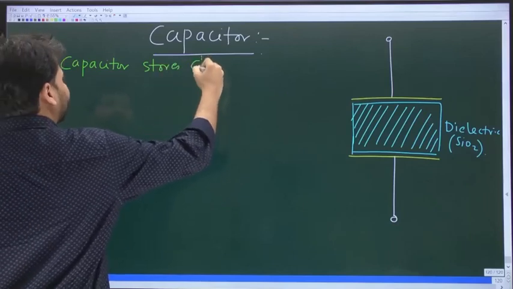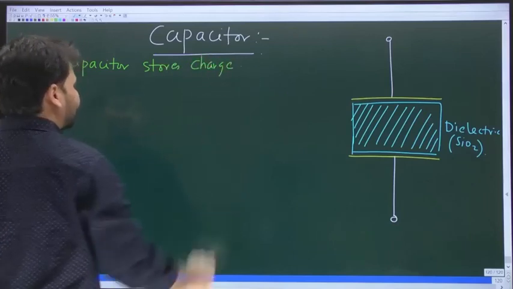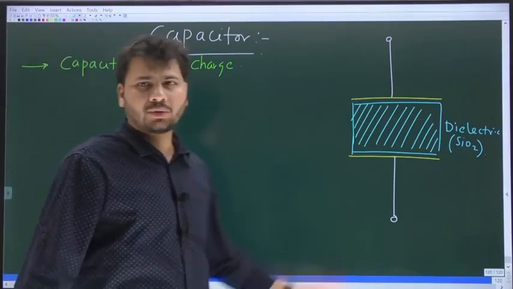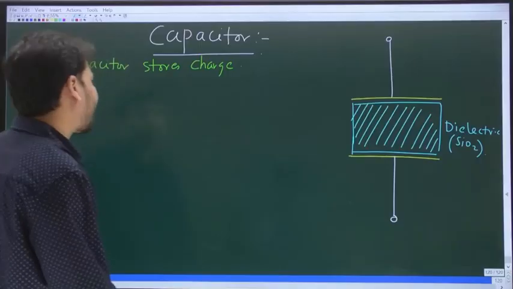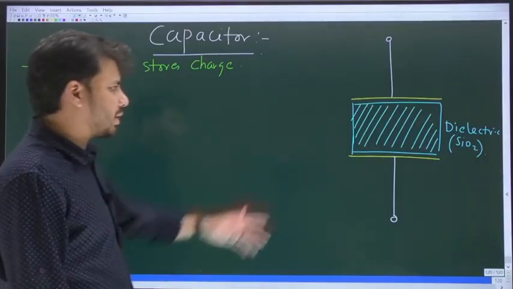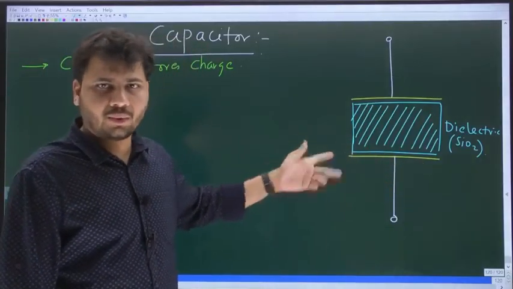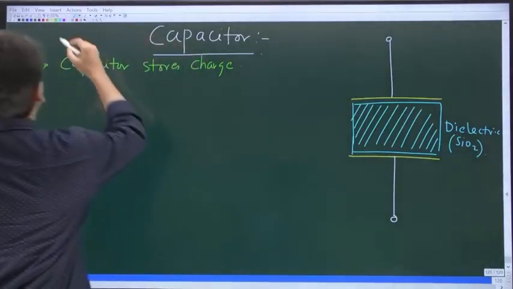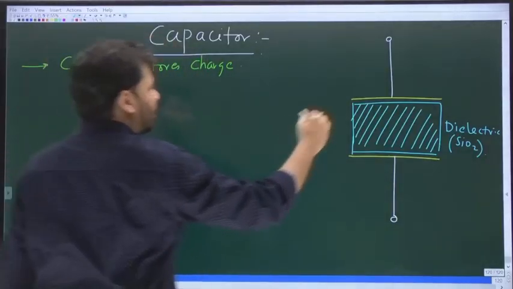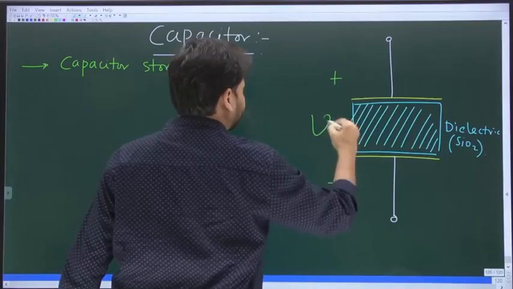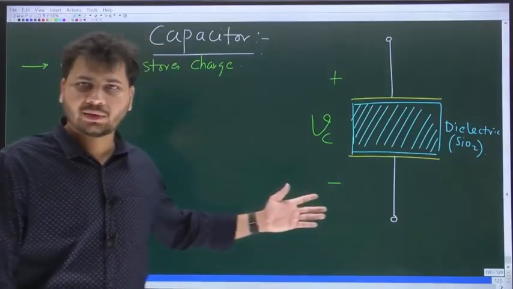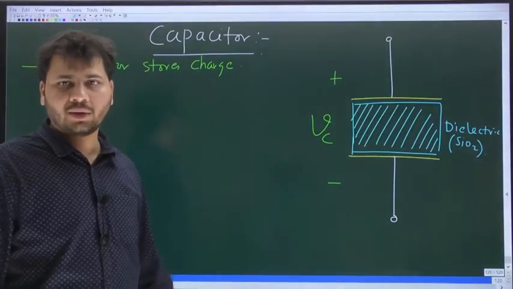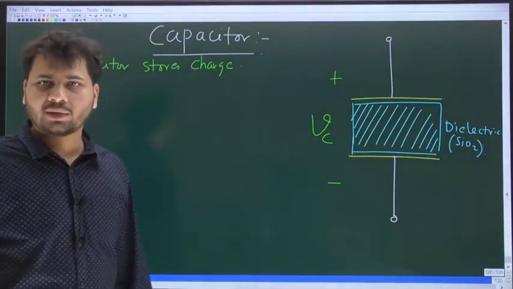it fundamentally stores charge. So even this capacitor will store some charge. Now for the capacitor, clearly there are two terminals, right? If you apply a voltage across the capacitor, that voltage across the cap is denoted by Vc. So Vc is the voltage across the capacitor.